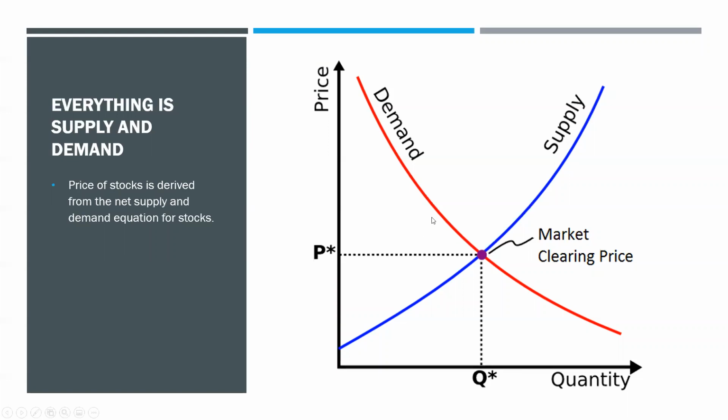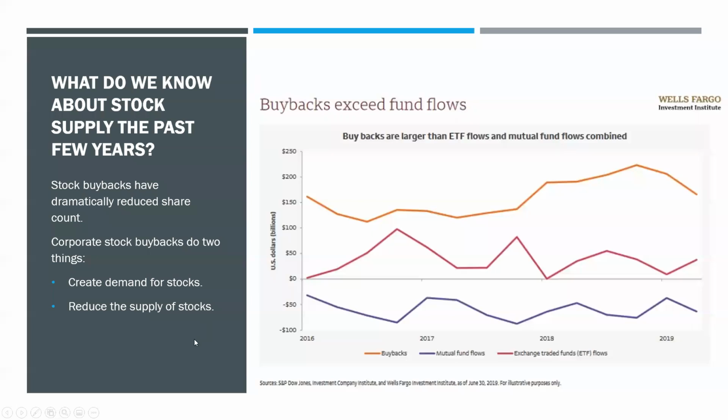So what happens when that changes? Demand and supply are going to change. Supply will go up, or at least hold steady, and demand will fall. So what do we know about stock supply the past few years, right? The stock buybacks reduced the shares in the stock market dramatically. According to Goldman Sachs and some other firms, buybacks are going to fall by about 50% this year. I think the number's higher.